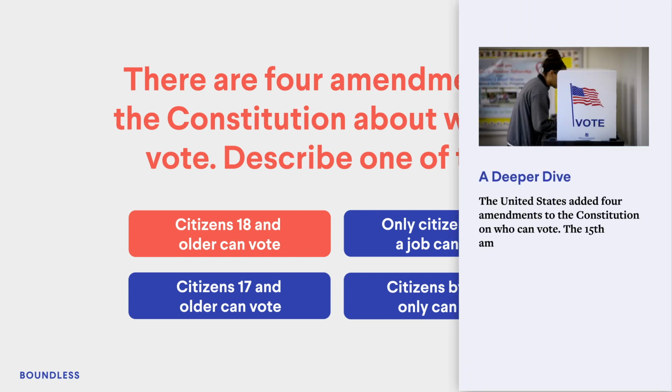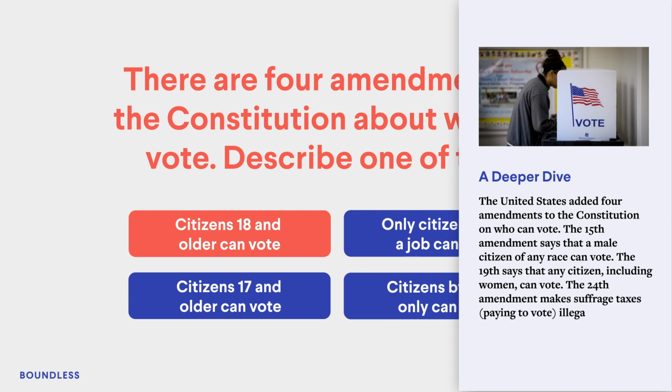The United States added 4 amendments to the Constitution on who can vote. The 15th Amendment says that a male citizen of any race can vote. The 19th says that any citizen, including women, can vote. The 24th Amendment makes suffrage taxes, paying to vote, illegal. The 26th Amendment states that all citizens 18 years of age and older can vote.